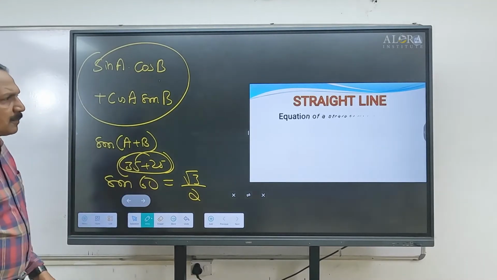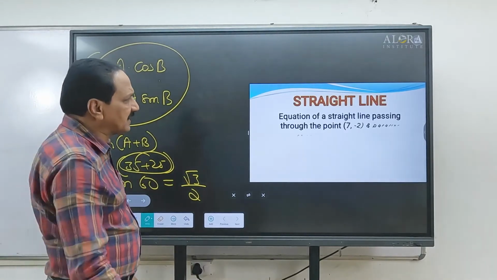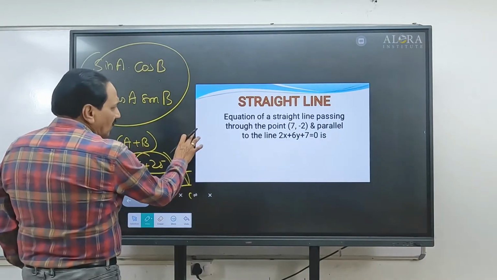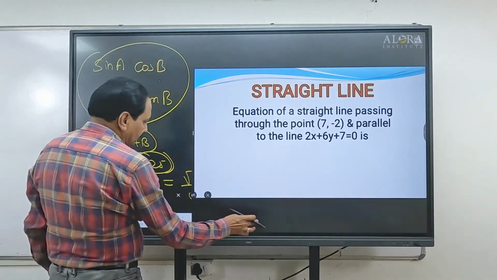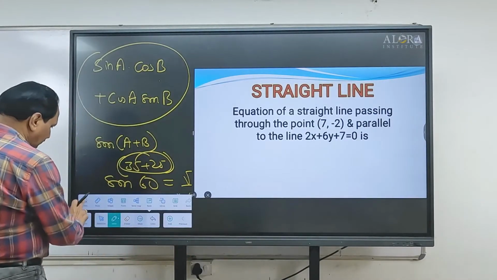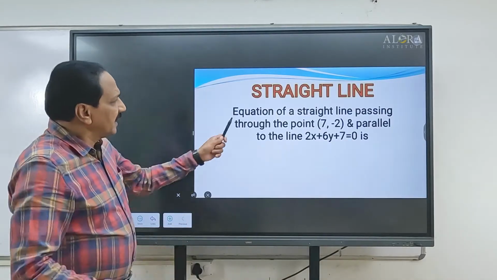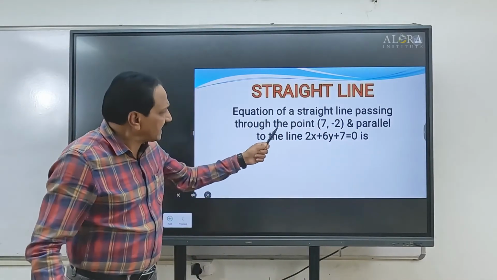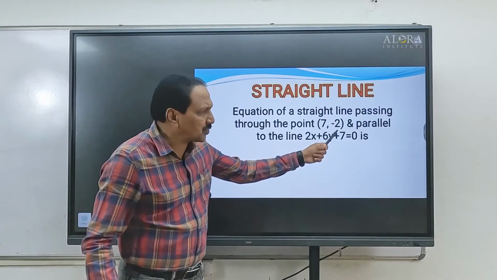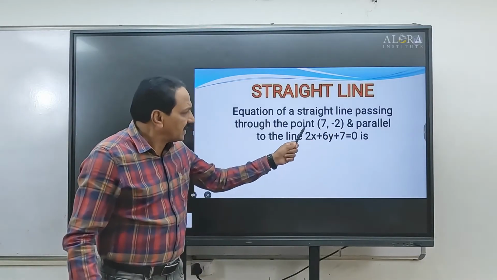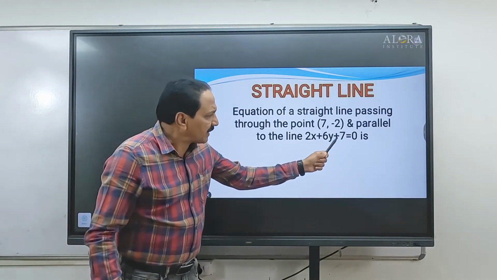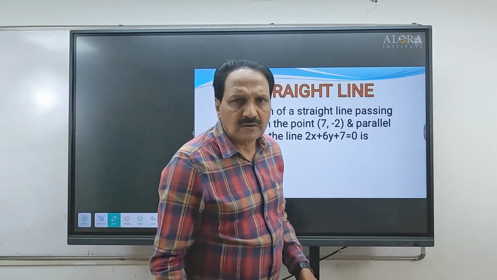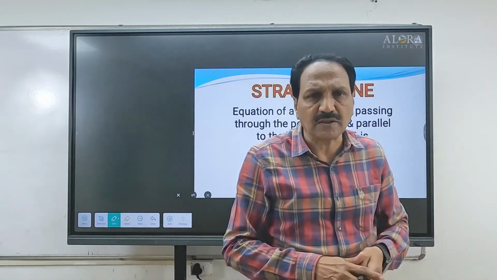Let's go for the problems on the straight line. Second chapter is straight line. Look at the example here. Equation of a straight line passing through the point 7, minus 2 and parallel to the line 2x plus 6y plus 7 equal to 0. It's a problem on the straight line chapter.